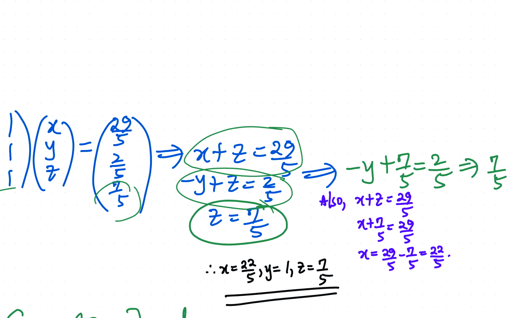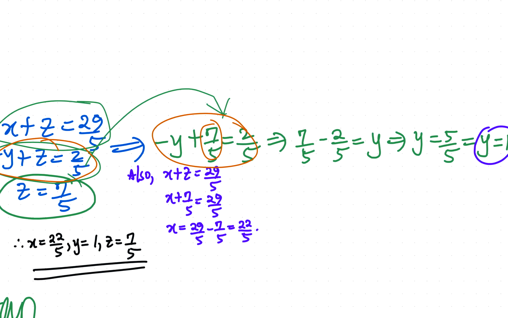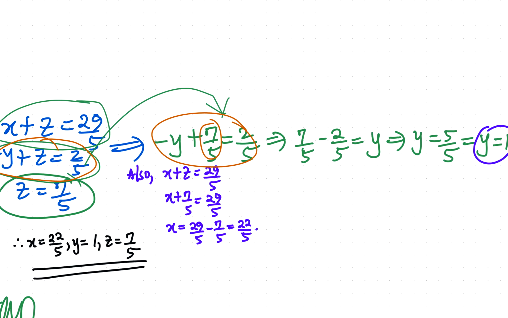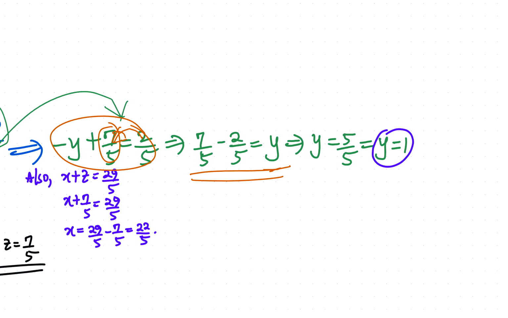So from here now, we have minus y plus z is 2 over 5. And we know z is 7 over 5 already. I don't like minus as much as possible, so I just transfer y to the other side and bring 2 over 5. So that's 7 over 5 minus 2 over 5, equal to y, right? The LCM is the same, 7 minus 2 is 5 over 5. And y is 1. So we have got z to be 7 over 5.